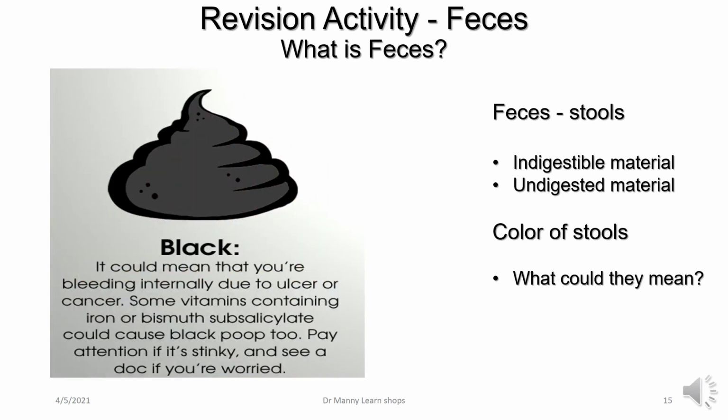Then you've got black. This is the one. Black as well is potentially problematic. Doesn't mean it will be, but it could be. This could be melena, which means digested blood, from bleeding higher up, gastric ulcer, duodenal ulcer, small bowel ulcer. It could mean that vitamins containing iron can cause black stools. But melena is typically very, very stinky, foul smelling, and it should be seen or investigated by a physician, a medical doctor, because it could mean cancer as well.